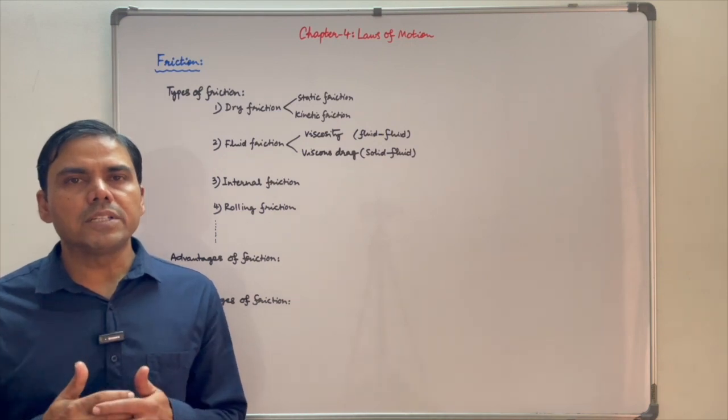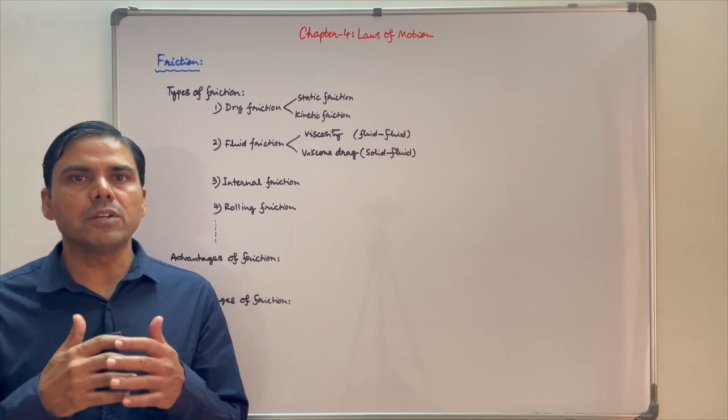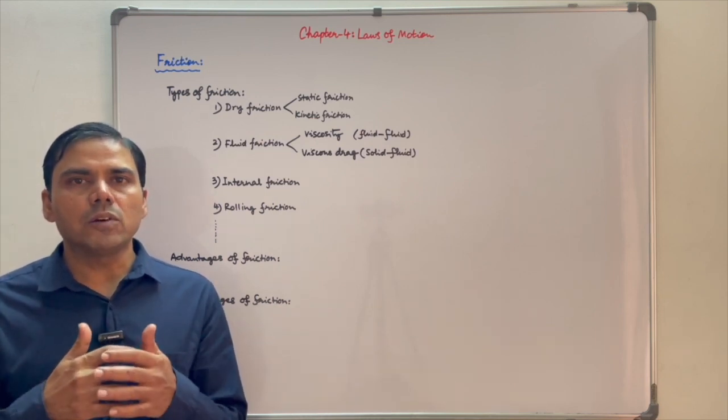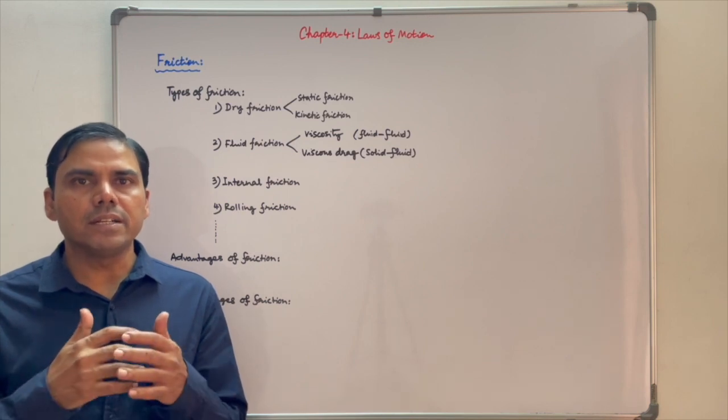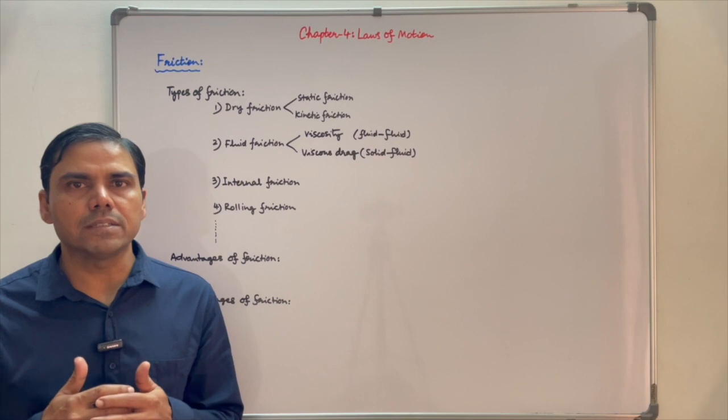Advantages and disadvantages of friction. The biggest advantage is that because of friction, we are able to walk and run. Disadvantage is it causes loss of energy, and it causes wear and tear to the contact surfaces of the objects.